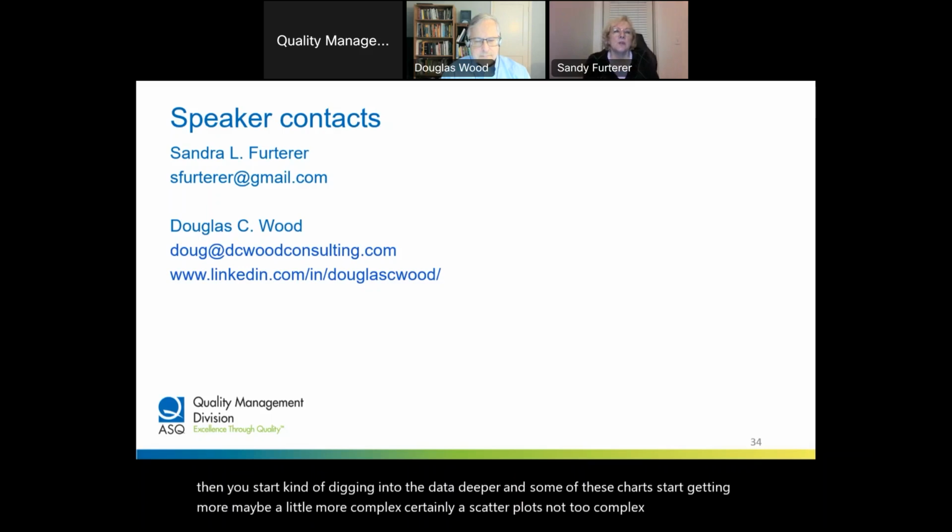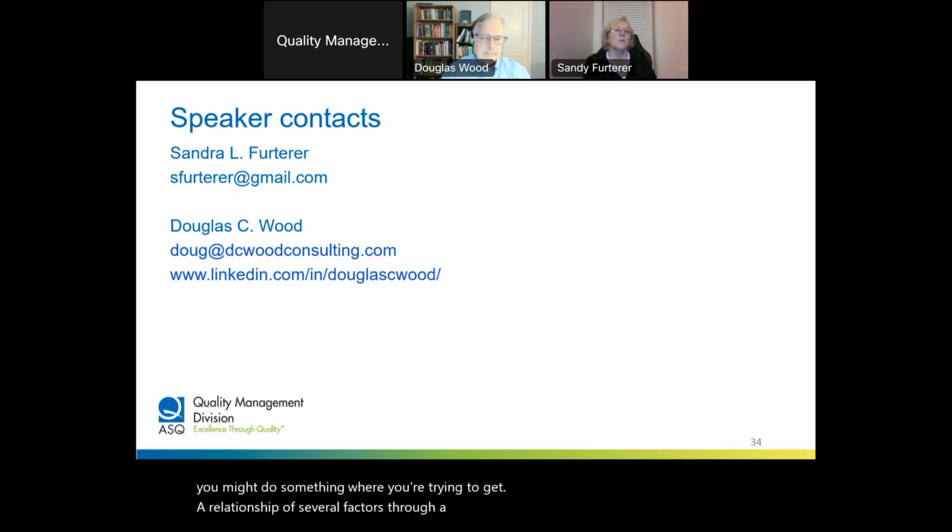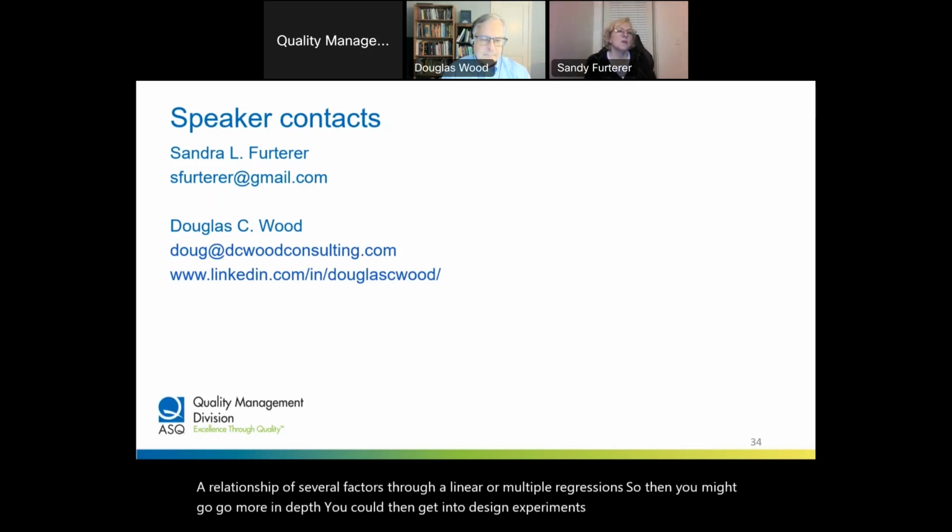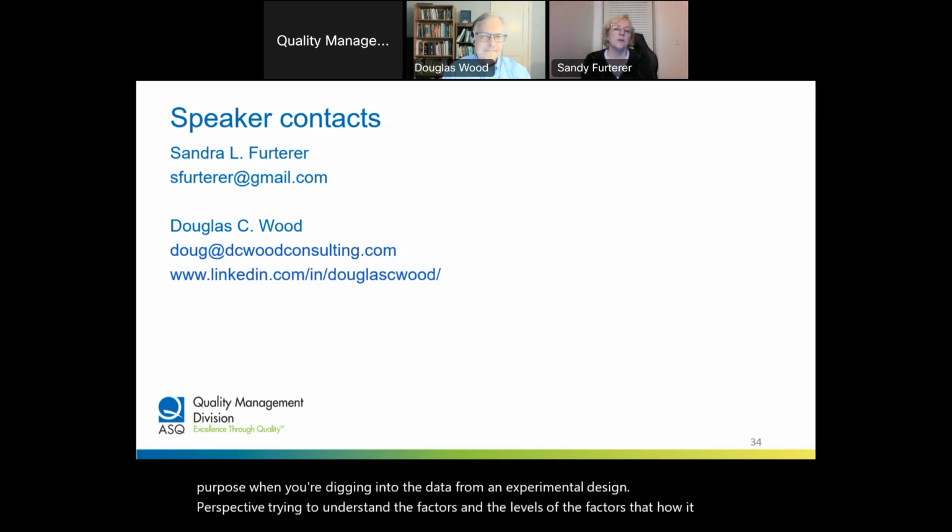Then you might try to get a relationship of several factors through linear or multiple regressions, so you go more in depth. You could then get into design of experiments, analysis of variance, where you might be looking again at histograms, linear regression models, and factorial plots. These all serve a great purpose when you're digging into the data from an experimental design perspective, trying to understand the factors and the levels of the factors, and how they impact your quality characteristic.